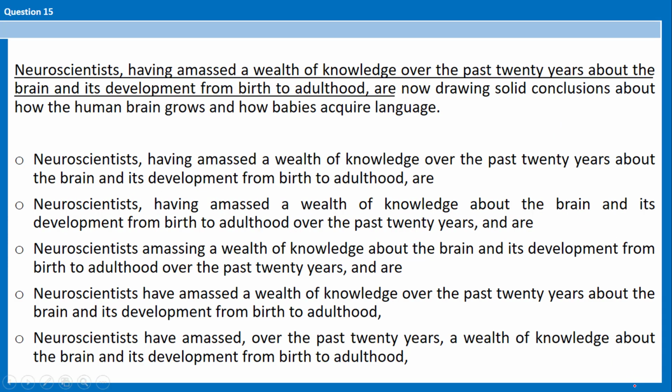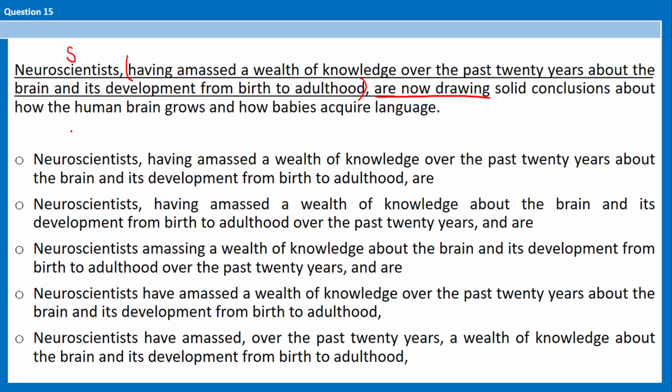Question number 15. Focus on the subject and the verb, okay? Be careful with modifiers in between. For example, the subject here is neuroscientists. Then you have a modifier between commas, having amassed all the way down to adulthood. And then the main verb is are drawing. Neuroscientists are drawing. Okay?